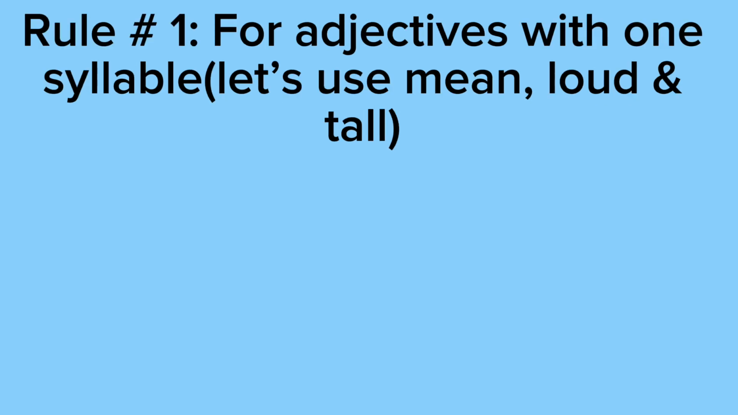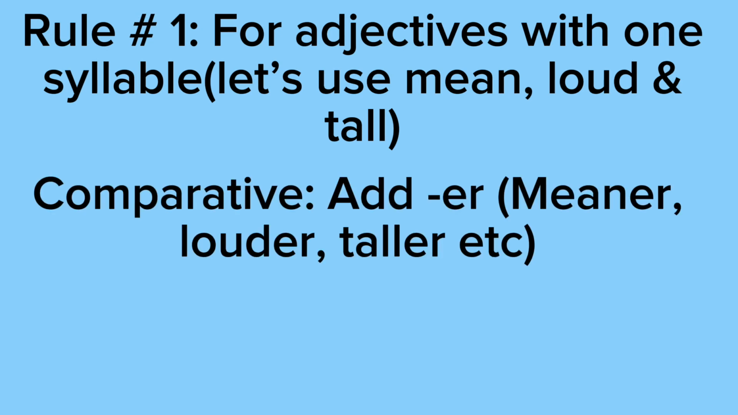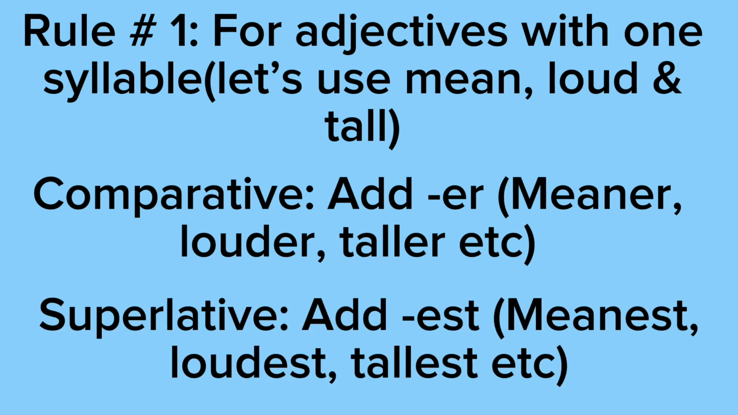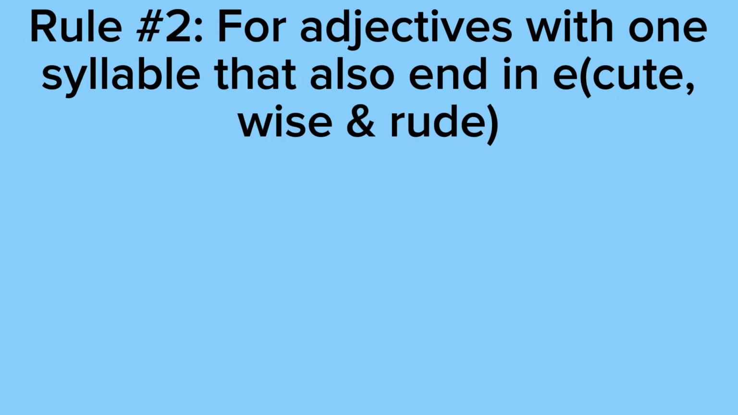Rule number 1 for adjectives with 1 syllable, and we're going to use mean, loud, and tall. So with comparative adjectives, we add er. So mean turns to meaner, loud turns to louder, and tall turns to taller. For superlative adjectives, we would add an est, so mean turns to meanest, loud turns to loudest, and tall turns to tallest.